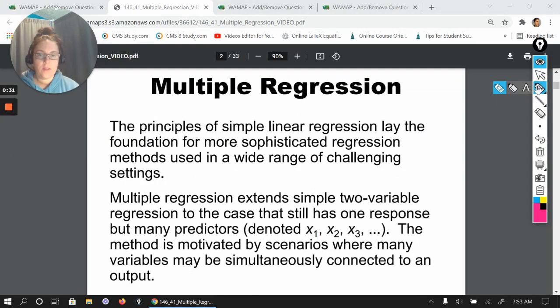So the principles of simple linear regression lay the foundation for more sophisticated regression methods used in a wide range of challenging settings. Multiple regression extends simple two-variable regression to the case that still has one response but many predictors. So these would be denoted x1, x2, x3, and so on. The method is motivated by scenarios where many variables may be simultaneously connected to an output.